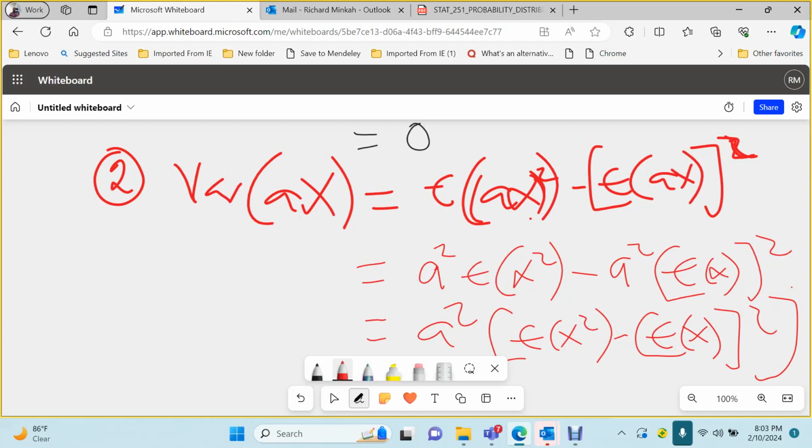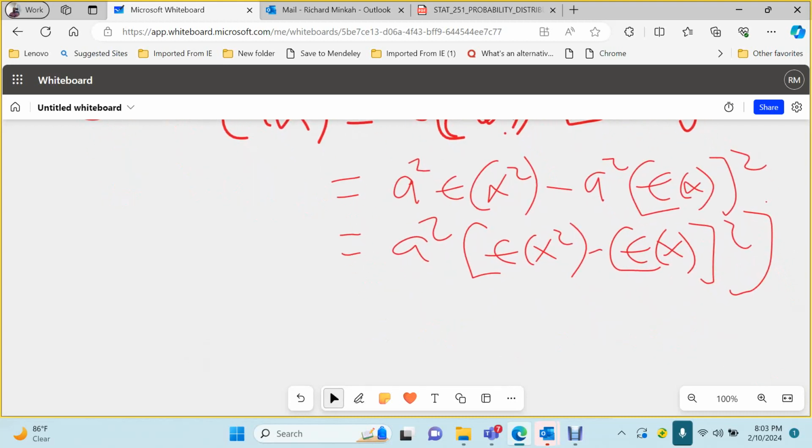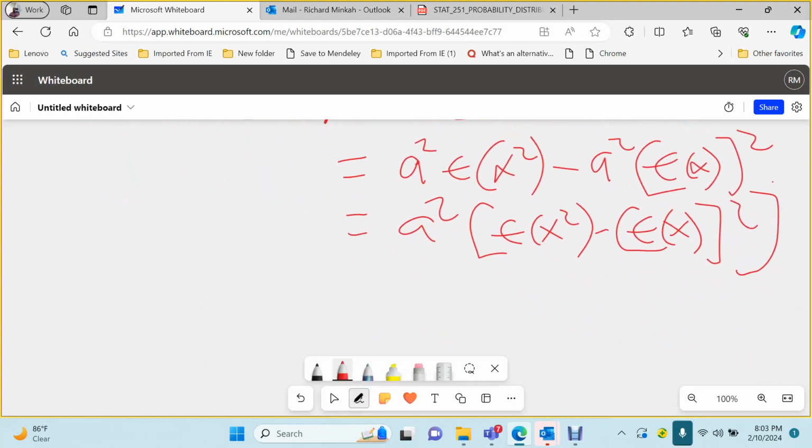I have just expected value of X squared minus expected value of X all squared. So from this, I can conclude that this is a squared variance of X. Are we okay? Any question, please? Then, sir, please go over that part again. Which part?